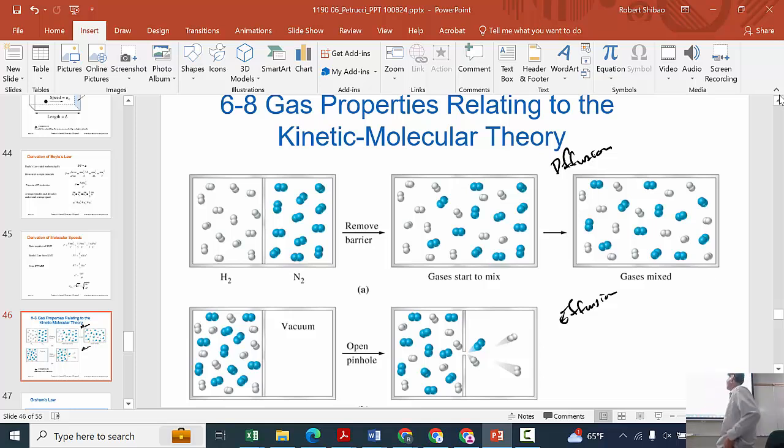This is related to how fast they're moving. The faster they're moving, the faster they're going to diffuse and effuse. So if we look at hydrogen versus nitrogen, which one's moving faster? Well, the lighter one's moving faster. Hydrogen's moving faster. Hydrogen's going to be a lot faster than nitrogen. And so hydrogen's going to diffuse faster, and hydrogen's going to effuse faster. So this is going to leak hydrogen much faster than it leaks nitrogen.